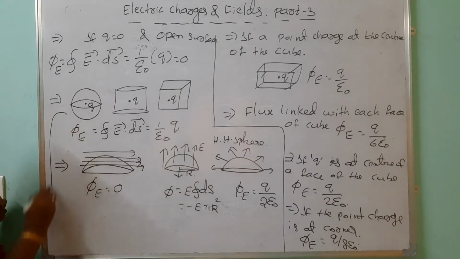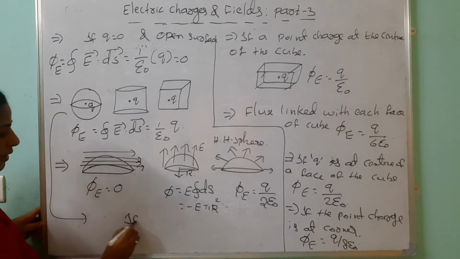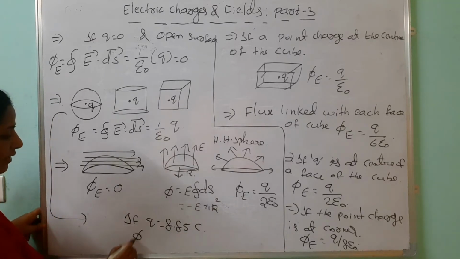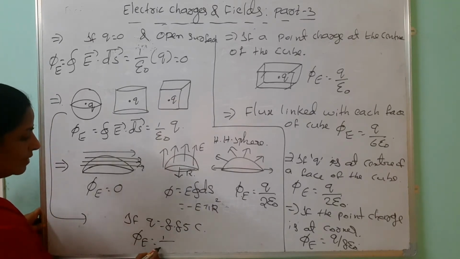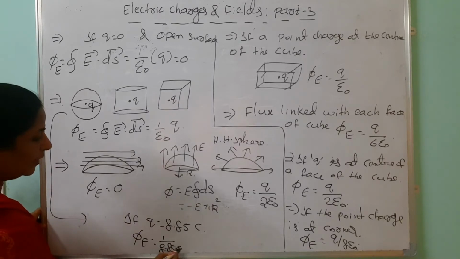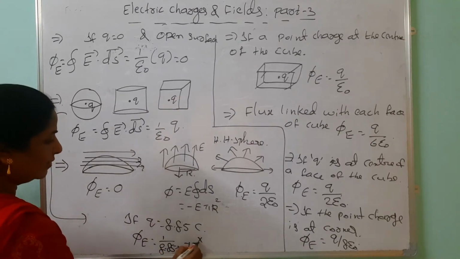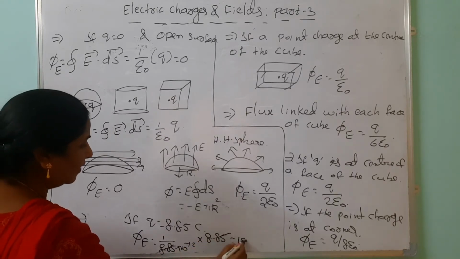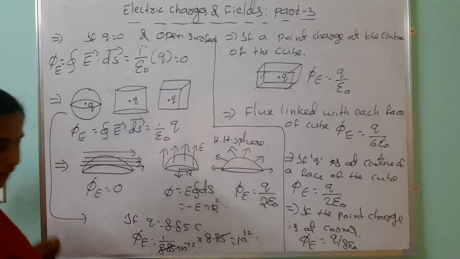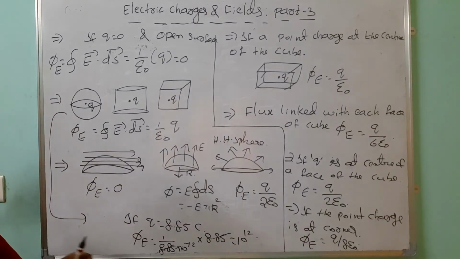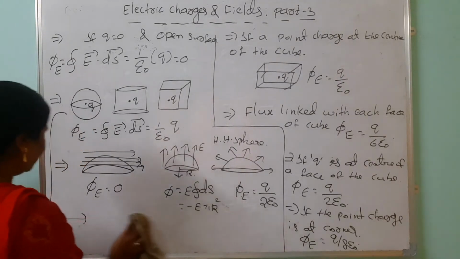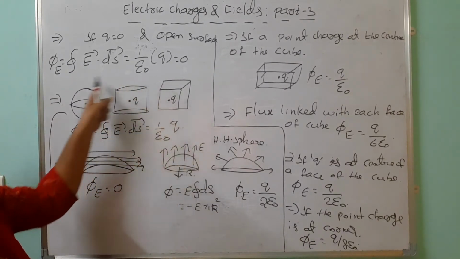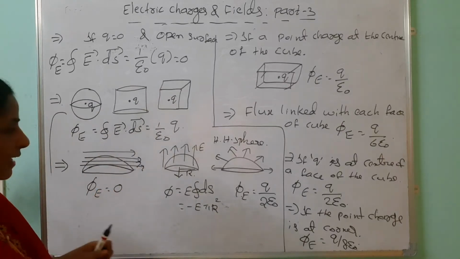We are doing one problem based on this. Look here, if q equals 8.85 coulombs, how do we find the electric flux? 1 by epsilon naught value is also 8.85 into 10 to the power of minus 12. Charge is 8.85. So after that our answer is 10 to the power of 12. Like that we should calculate the electric flux. Whatever the shape, the enclosed charge is q. That's why we get the same formula in all these three cases. Then come to the next one.